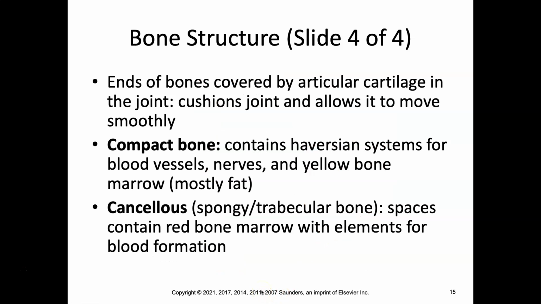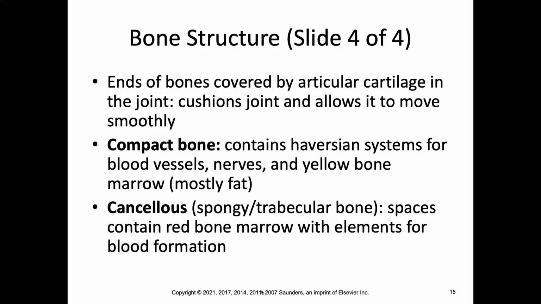So we talked about the ends of bones covered by articular cartilage in the joint to cushion the joint and allow it to move smoothly. You may have heard of people who have bone on bone in their joint because that cartilage has been worn away or damaged in some way, and their joint is no longer cushioned and they have a lot of pain, so they've got to have a joint replacement. That's what it's talking about. That articular cartilage cushions that joint, along with the synovial cavity and synovial fluid and all that, but the cartilage is there.